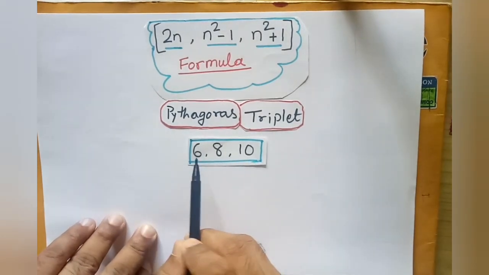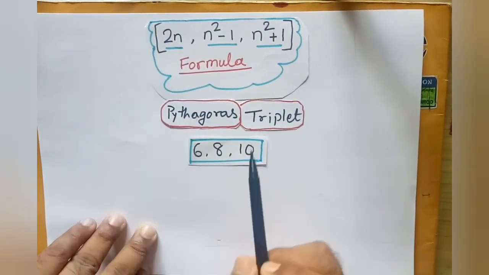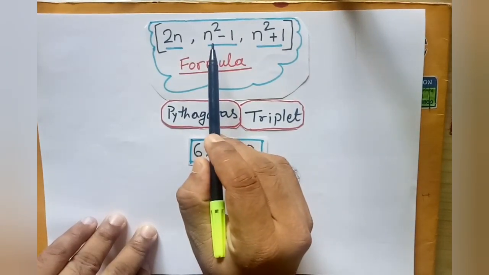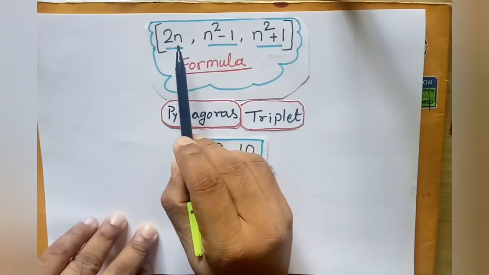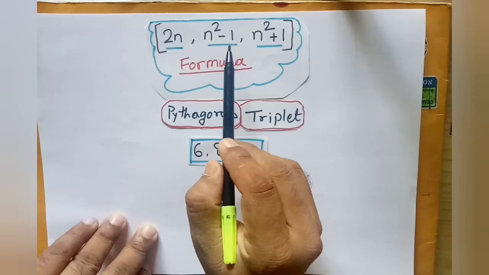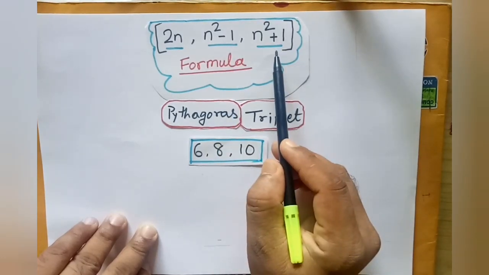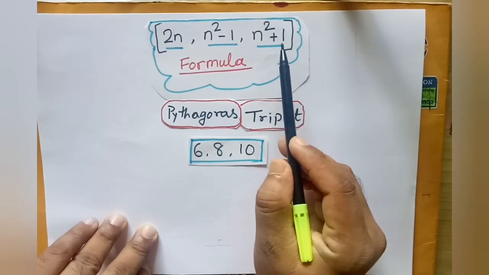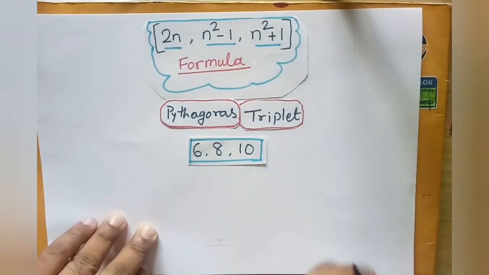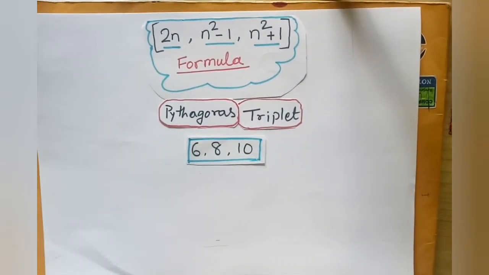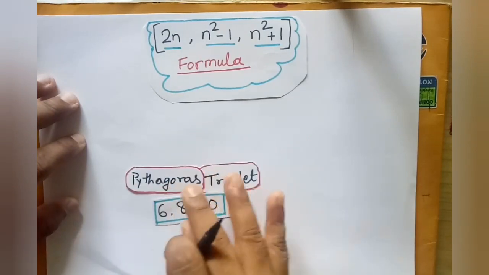The formula for the first number is 2n. For the second number, whatever n value you have taken, you have to square it and subtract 1. And for the third one, you just square it and add 1. So simple. So let me show you with some examples. And the examples are very simple.